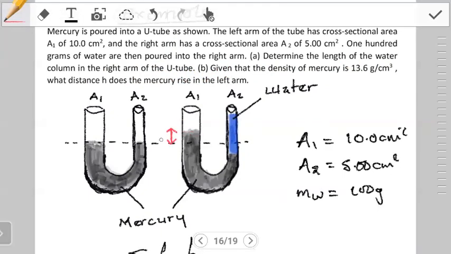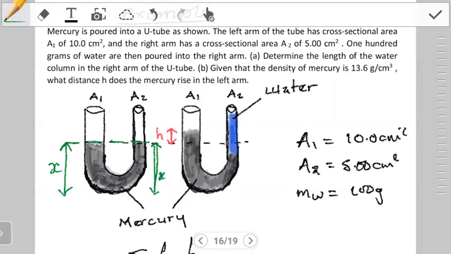So I'm going to label this as h. Now here, first, we're going to go to the earlier diagram, and let's say before adding water, we had the height of mercury on this side as x. Since the diagram shows that initially they were of the same height, even on the right arm this was x.